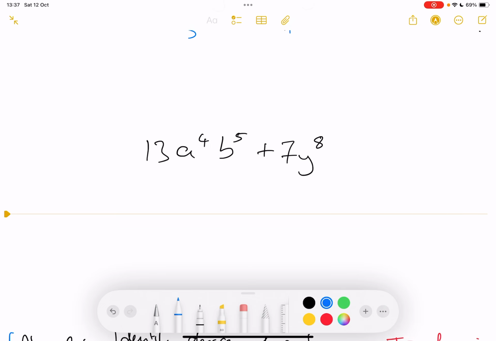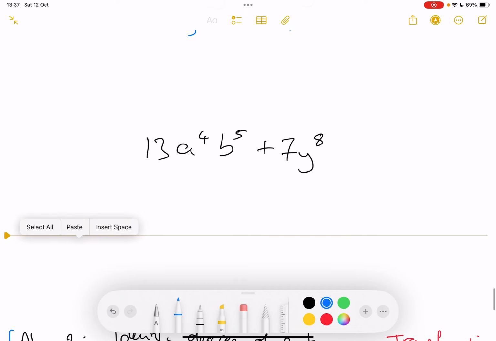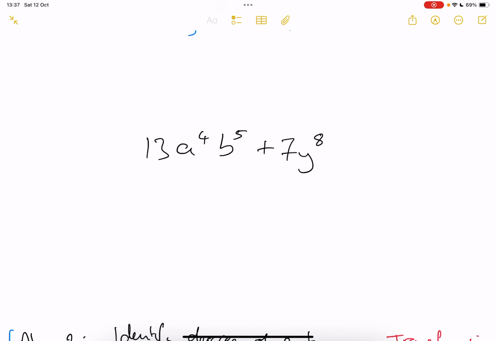A couple of other things that you'll have seen me do. I don't know how to get rid of that. That's just going to stay there for a while. There we go.